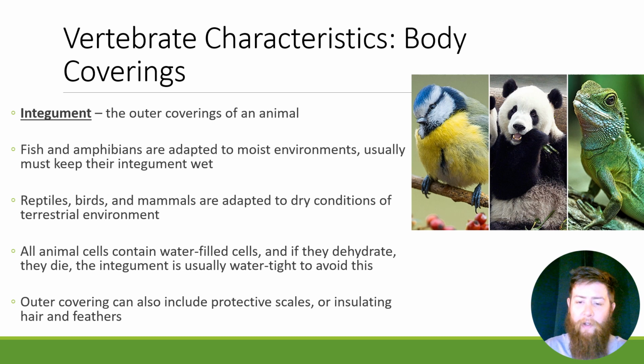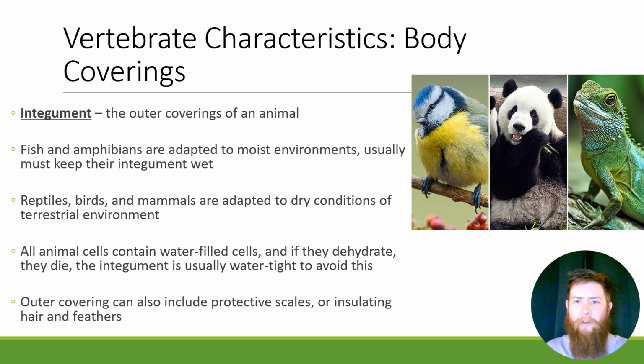Vertebrates have a lot of morphology in their integument, which is the outer covering of an animal. Fish and amphibians are adapted to moist environments. They usually have soft skin, and amphibians even breathe through their skin, so it's really thin. Reptiles, birds, and mammals have a much thicker integument and are adapted to the dry conditions of terrestrial environments. All animal cells have water, and we don't want them to dehydrate because if they do, they die. So usually the outer covering of an animal is watertight. As a human, you don't lose a lot of water out of your skin. You do sweat, but sweat's not water. It's a more protective thing.